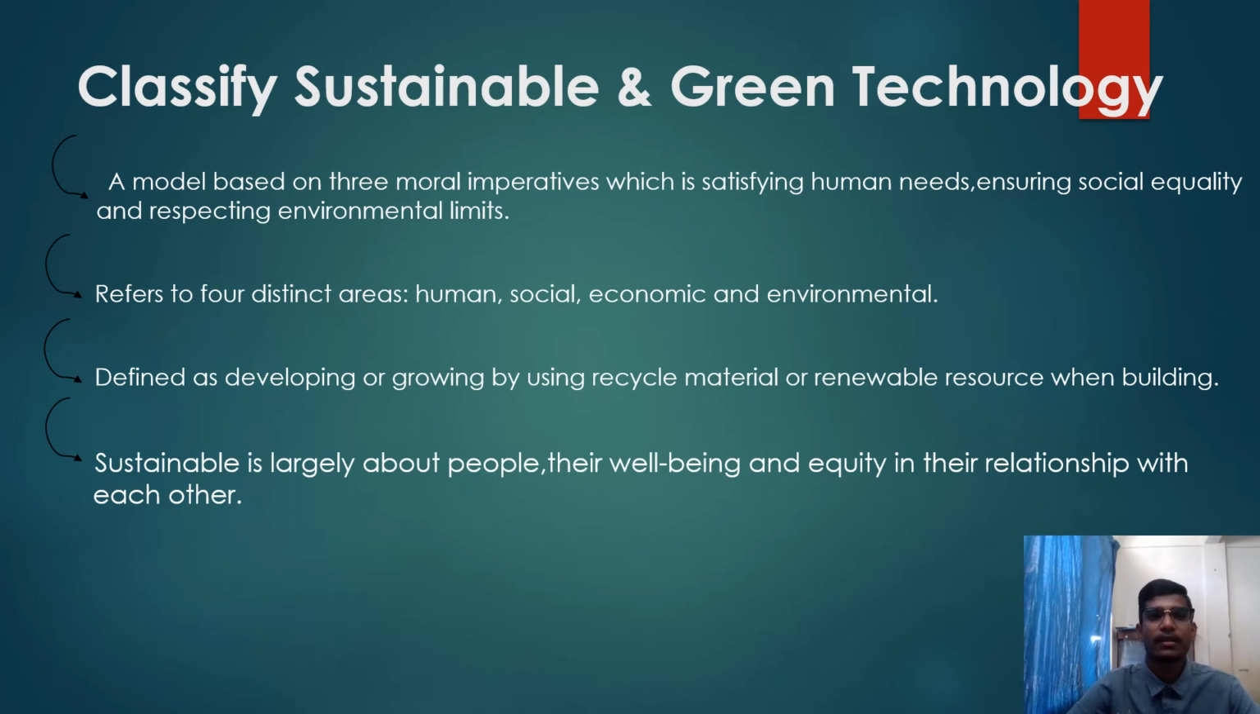The next slide is about classifying sustainable and green technology. A model based on three moral imperatives, which are satisfying human needs, ensuring social equality, and respecting environmental limits. It refers to four distinct areas: human, social, economic, and environmental. Defined as developing or growing by using recycled materials or renewable resources while building. Sustainable is largely about people, their well-being, and equality in their relationship with each other.